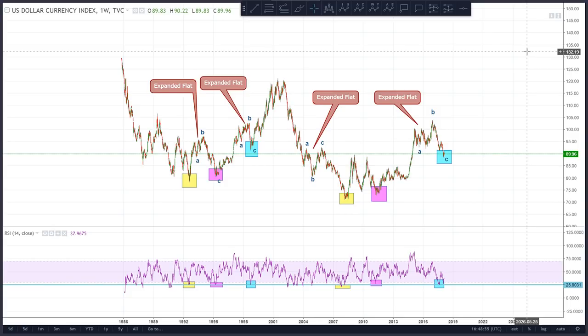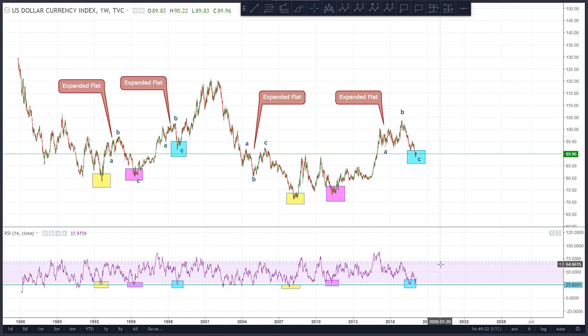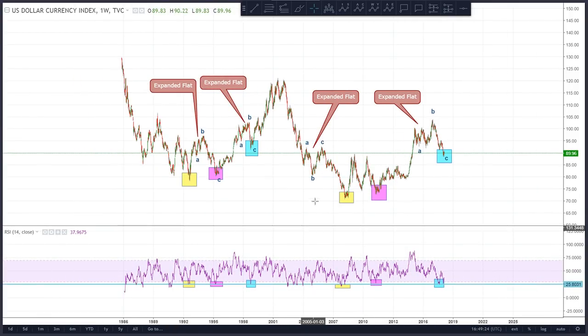So, alright, first of all, as you can see, quite a symmetrical pattern developing here, and when you see symmetry like that, it's always best to see whether you're getting a repetition of what happened before. So I've color coded these bottoms here, and this is the RSI down below, so you can see the corresponding levels.